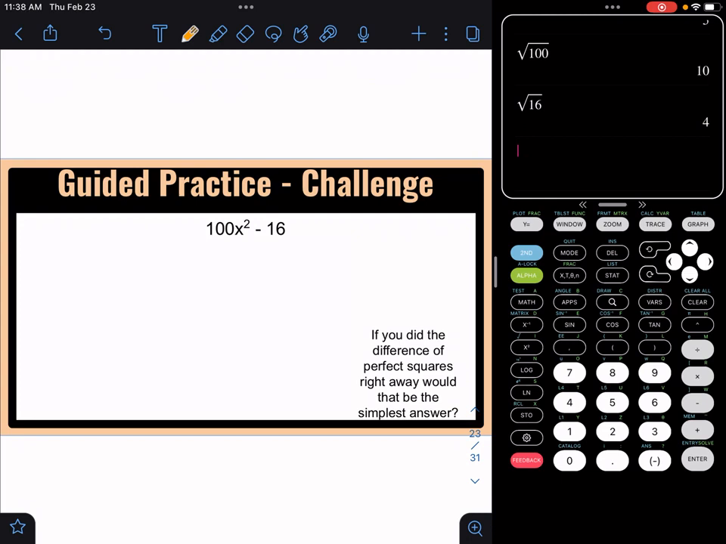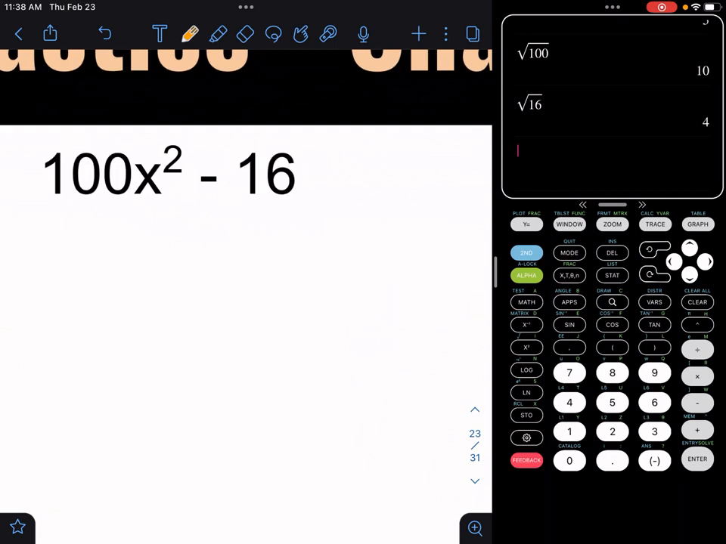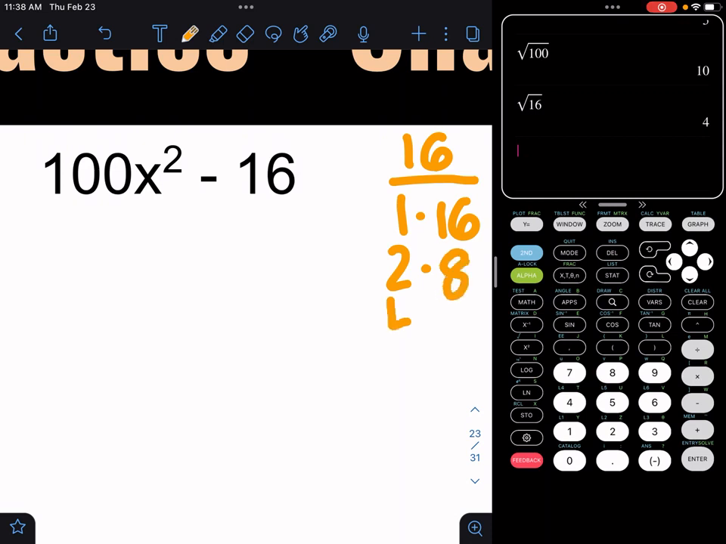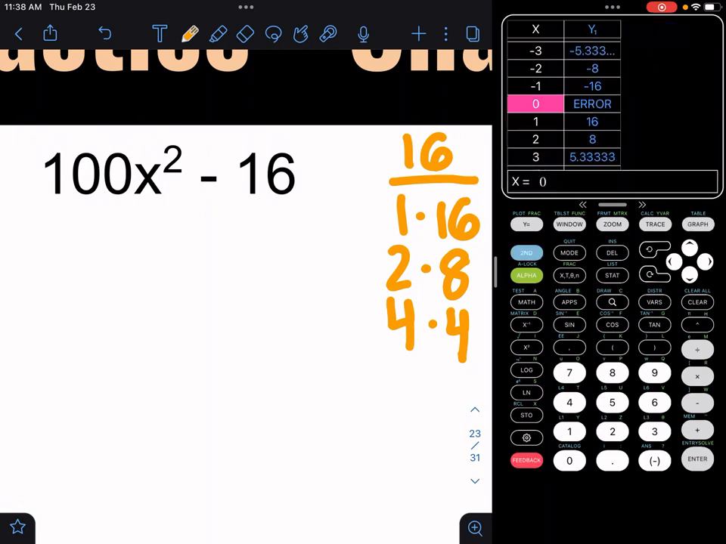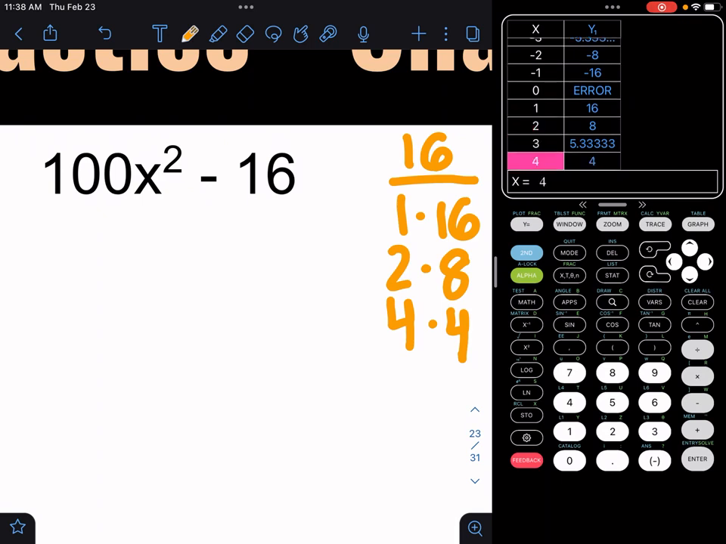I'm first going to see if there's a GCF. So let's see. 16 is my smallest number. Let's write down the factors of 16. 1 and 16, 2 and 8, 4 and 4. Remember, if it's not easy for you to get those factors, you can go to the graph. Type in the number you're trying to get the factors of, 16, and divide that by x. Then go to your table. And if you see right here, our factors are 1 and 16, 2 and 8, 4 and 4.